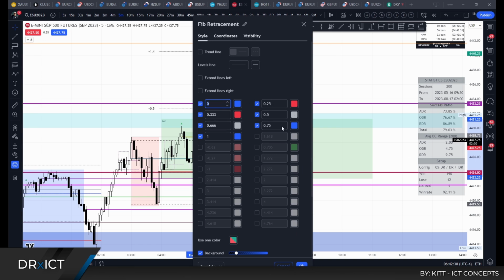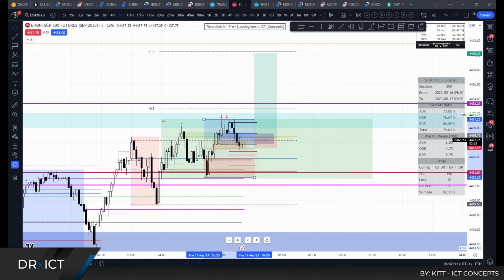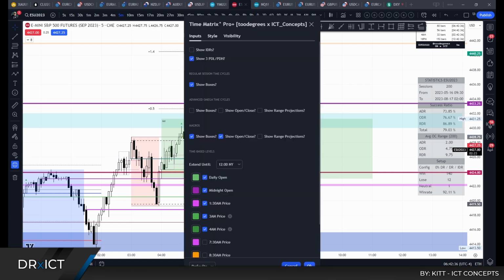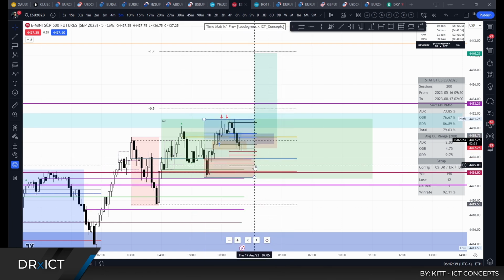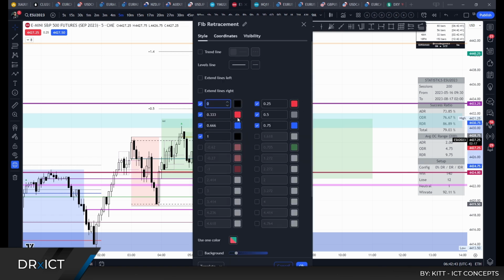This is our X axis projection with time. This is our Y axis with price. So, exact same projections.